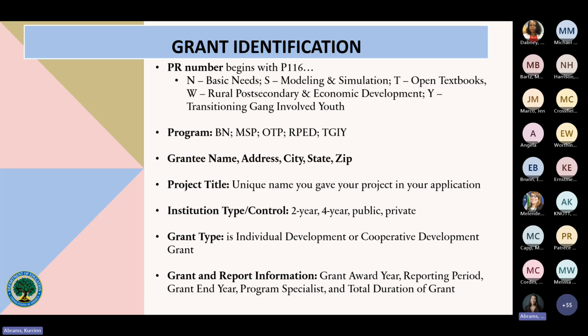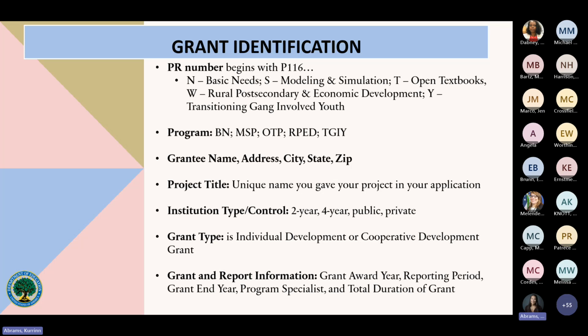You'll also include your grantee name, address, city, state, and zip code, your project title, which is a unique name you gave to your project in your application, your institution type, whether that's 2-year, 4-year, public, private, your grant type, which is most often individual development, and then you just want to make sure your grant and report information is correct.